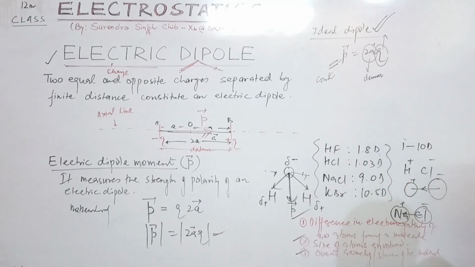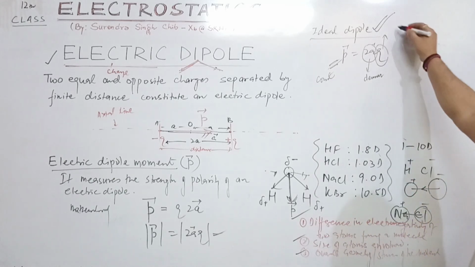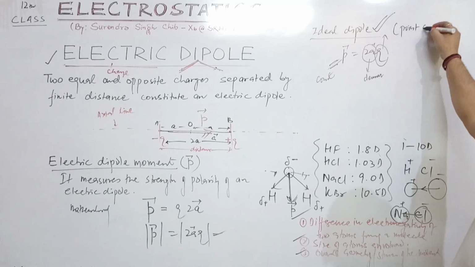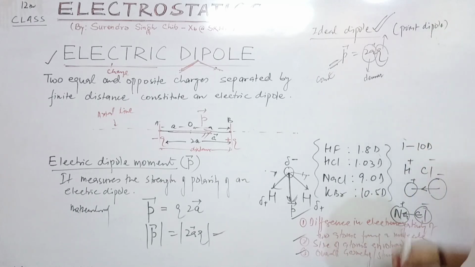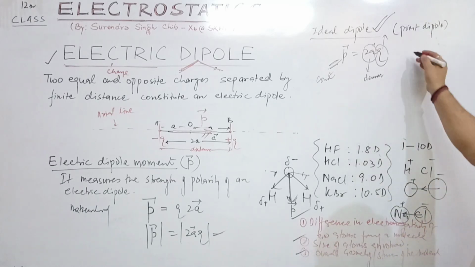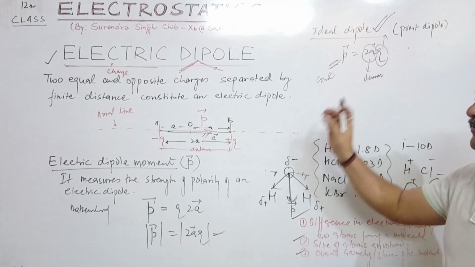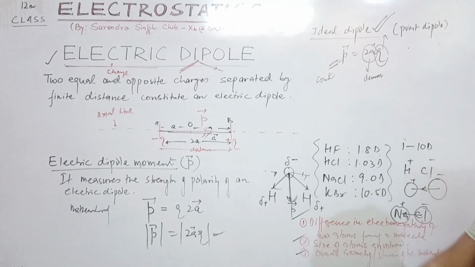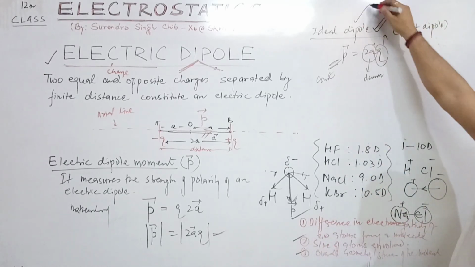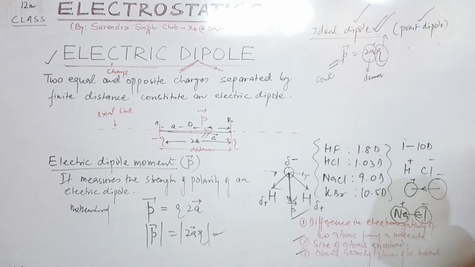Ideal dipole is also, you can say, a point dipole. Why is it called a point dipole? Because of its size. Its size is very small, just like a point. Positive and negative charge are separated by a very small distance. So this is an ideal dipole, also called a point dipole. Then we have a short dipole.